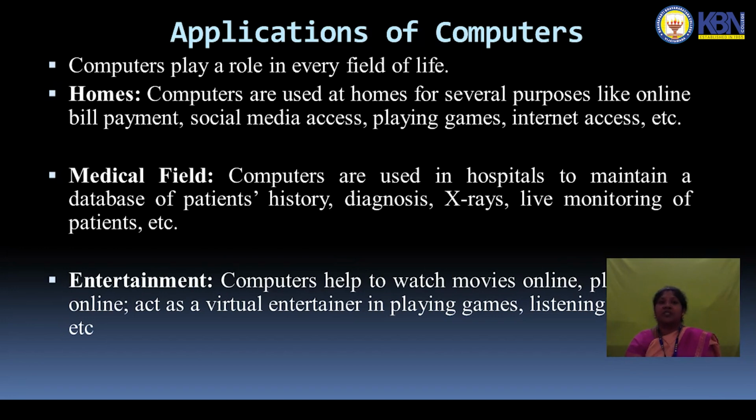See here, homes. For example, the first one is homes. In homes, computers are used for several purposes like online bill payments, social media access, playing games, internet access, etc. We know very well how to play games using computers. And social media access, like using WhatsApp or Twitter or Instagram, all these. And next one, bill payment, like current bills, milk bills, groceries. These also we can pay by using computers only.